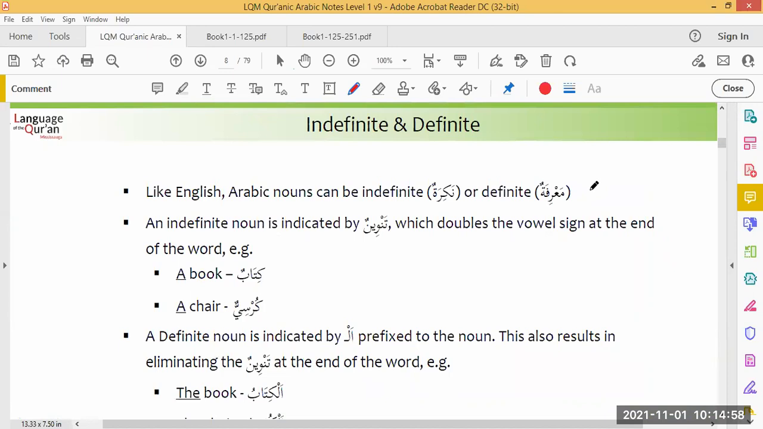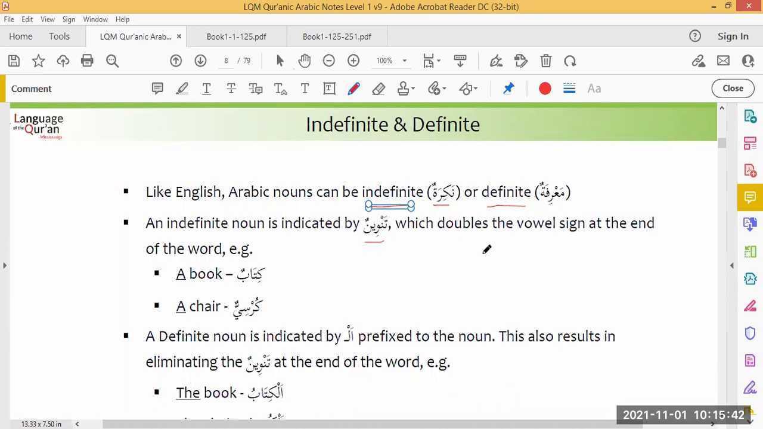In Arabic, like other languages, like English, like Urdu, there are definite and indefinite nouns. Arabic nouns can be indefinite, nakiratun, or definite, marifatun. Either it is nakira or it is marifa. An indefinite noun is indicated by tanween. The sign of the indefinite noun is that there will be a tanween on it.